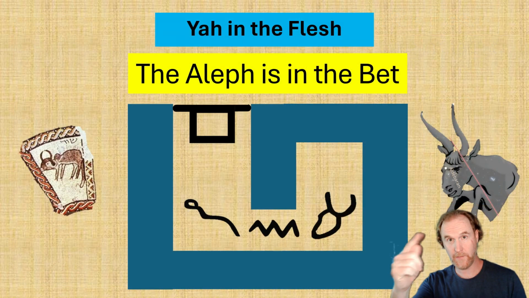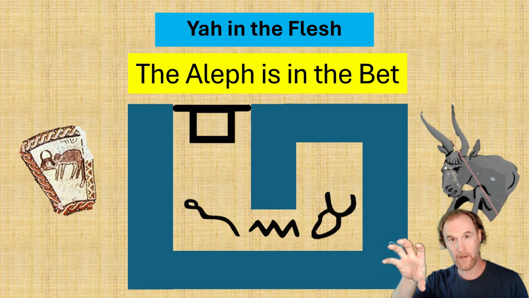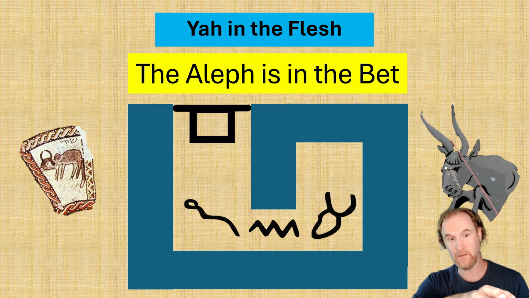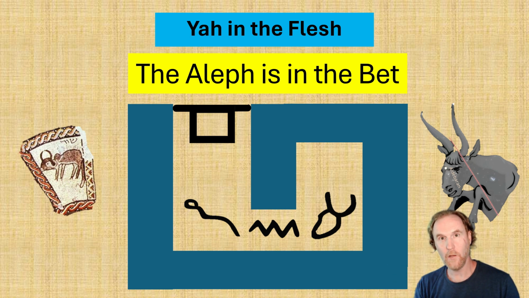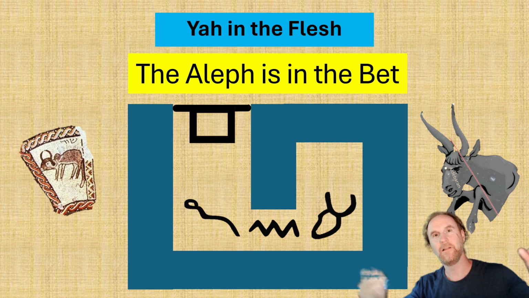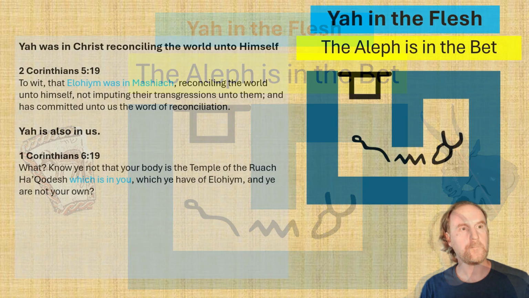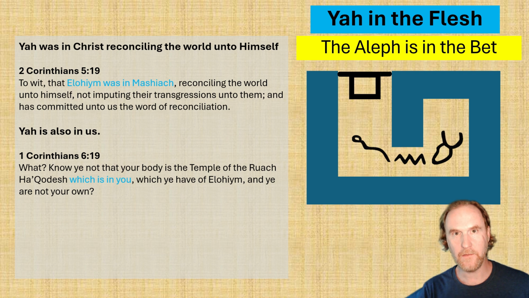We put all this together, we've got the Bet represented by the B, the house, the container. The Aleph is in the Bet, he's in the house. He enters the Mem, the waters, and produces the Nun. So you've got Bet, Nun, which is son, ben. Also, what do we have? A-M-N. Amen. That's right. That's the truth. Amen. So be it.